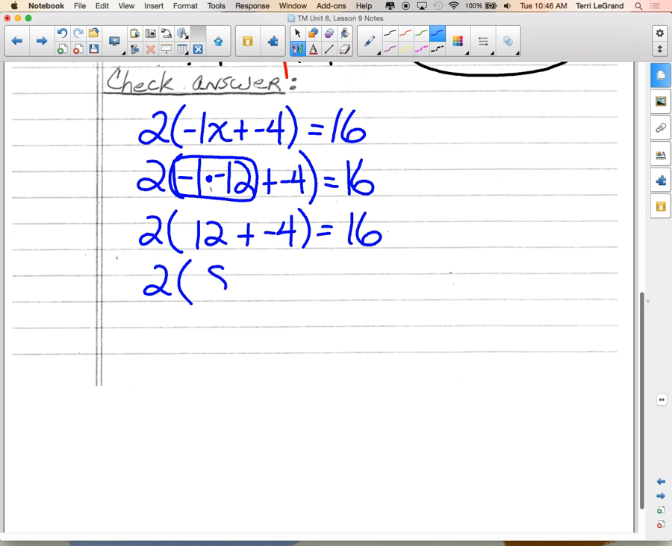8. I have $12. I give 4 of it away. I now have only $8. 2 next to parentheses 8 means what? Multiplication. So 2 times 8 is? 16. Bring down our equal sign, bring down our 16. Did it check? Yes. Yes, it checked. Okay. You are ready to move on.